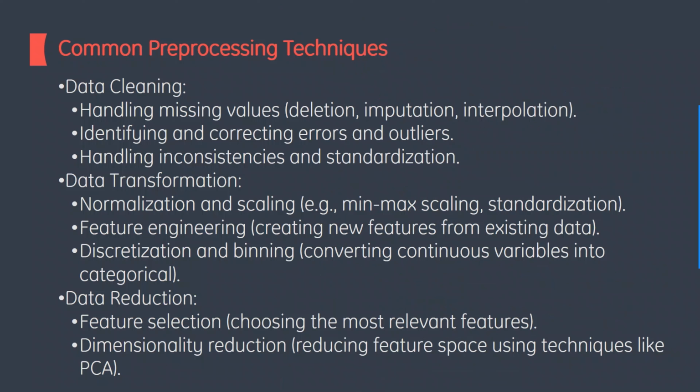Later we have data transformation: normalizing and scaling, for example min-max scaling and standardization. Thirdly, we have feature engineering: creating new features from existing data, discretization and binning, converting continuous variables into categorical. And fourthly, we have data reduction: feature selection, choosing the most relevant features, and dimensionality reduction, reducing feature space using techniques like PCA.